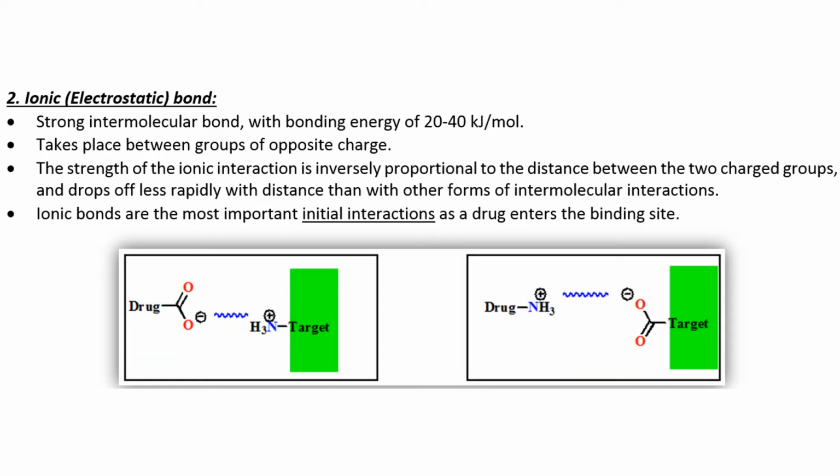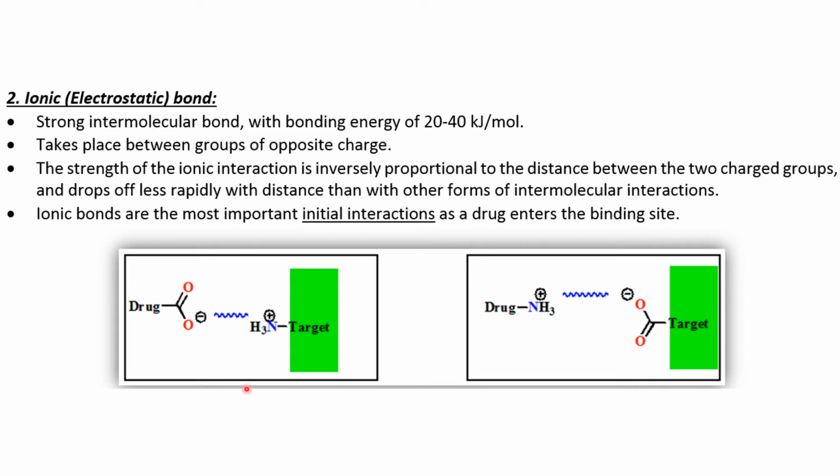The second type of intermolecular bond is the ionic, also known as the electrostatic bond. It is the second strongest intermolecular bond after the covalent bond we described earlier. The energy it takes to break this bond ranges from 20 to 40 kilojoules per mole, and ionic bonds occur between chemical groups of opposite charges.